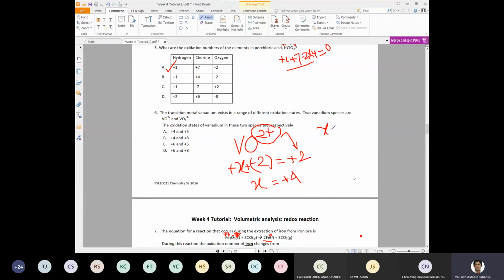let's say X plus -2 times 4, because 4 oxygen atoms are there, and all together it will be -3. This is the -3, right? Altogether it will be -3, and then X is equal to +5. If we solve this equation, it will be +5. So that is why for question 6, the answer is +4 and +5.